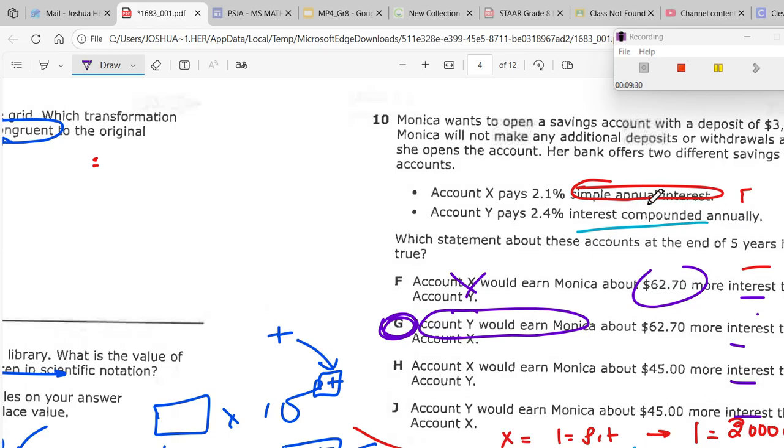So now the interest is going to be compared. This is the second account, Y. This is X. So I'm going to see how much more it has. Subtraction gives me 2.7. And remember, the Y has more than the X. So here it says the Y would earn Monica about this much more. So Y is more. She is the correct answer.